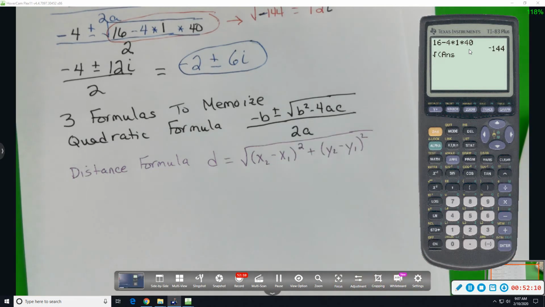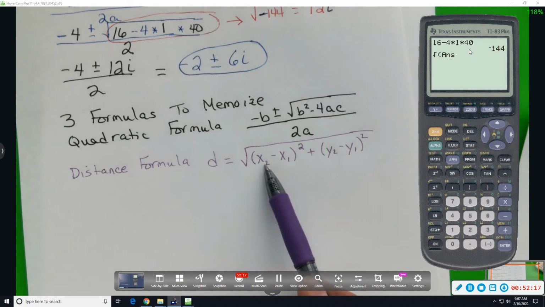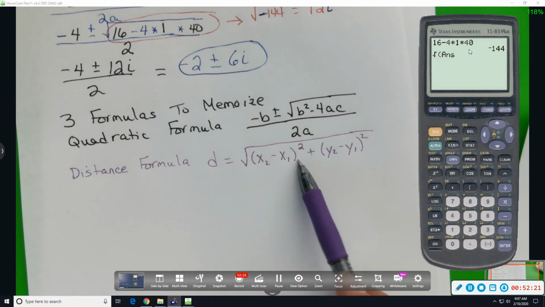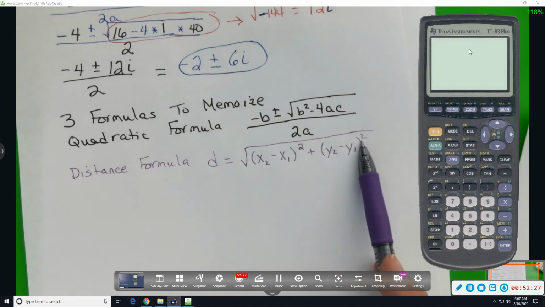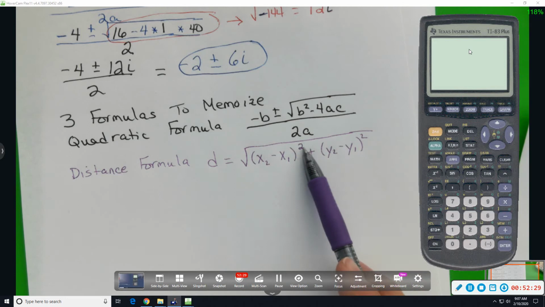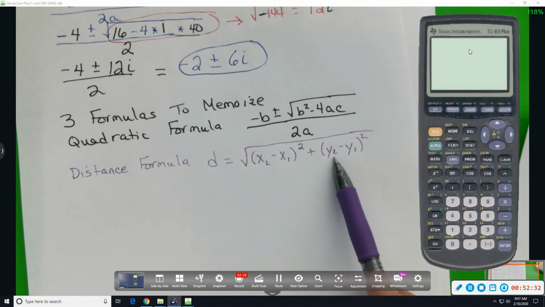With the distance and midpoint formulas, you have to have those 2 ordered pairs. And this is not x squared right here. All that's saying is second x minus first x, second y minus first y. Now, these little numbers that are lifted up high, those are exponents. These are just subscripts down here.